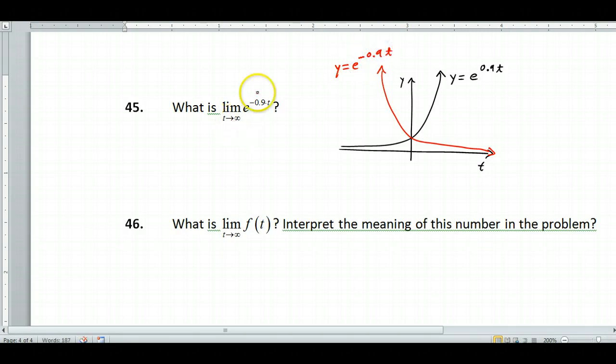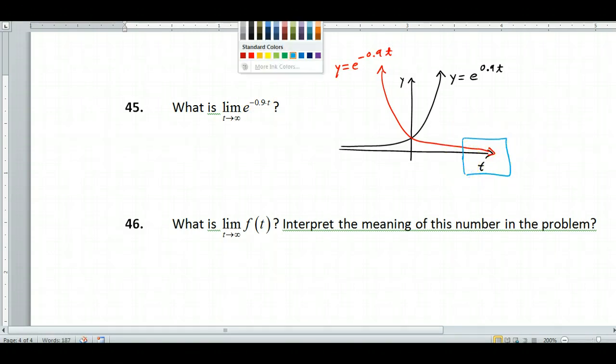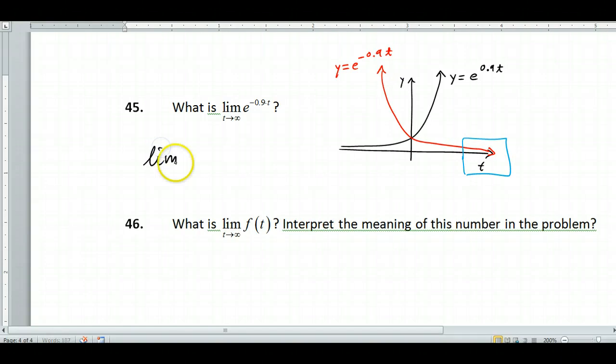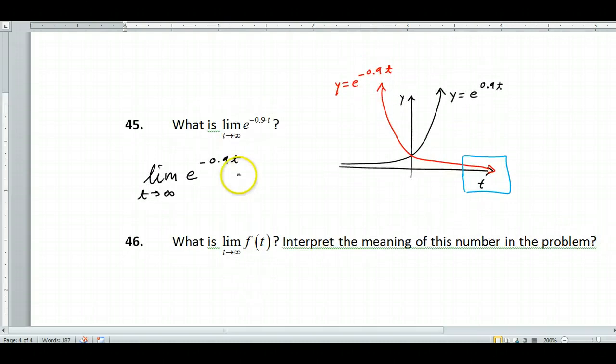And the limit as t approaches infinity, how do you read the question? You read it by looking at this part of the graph. So the limit of e to the negative 0.09t as t approaches infinity. Okay, got it. It is 0. I can see it right here, it's 0.